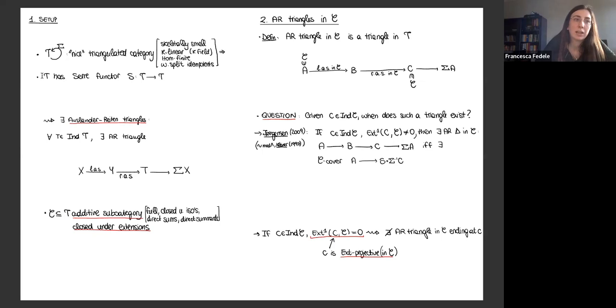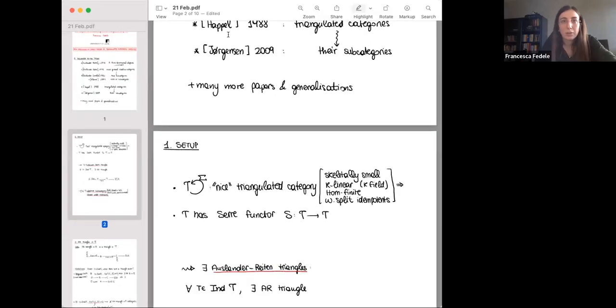Then we also assume that T has a Serre functor, which is a special functor from T to itself. The idea of a Serre functor is that the Hom space between two objects X and Y is isomorphic to taking the standard duality and composing it with the Hom space of Y, comma, the Serre functor applied to X.